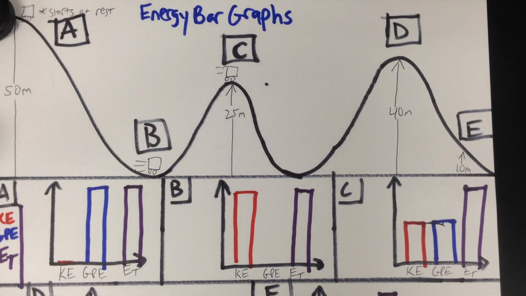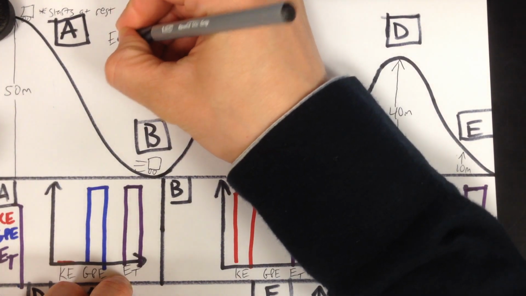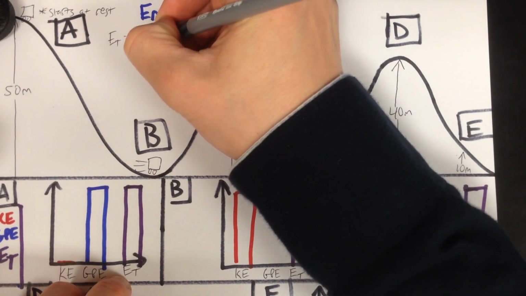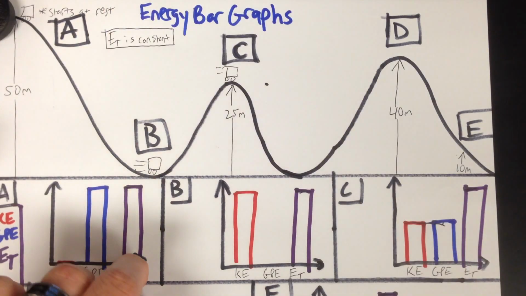So one thing we'll remember with an energy bar graph is that the total energy remains the same. You might want to make a note of that. I'll write it here: ET is constant. So the height of the ET bar is constant.